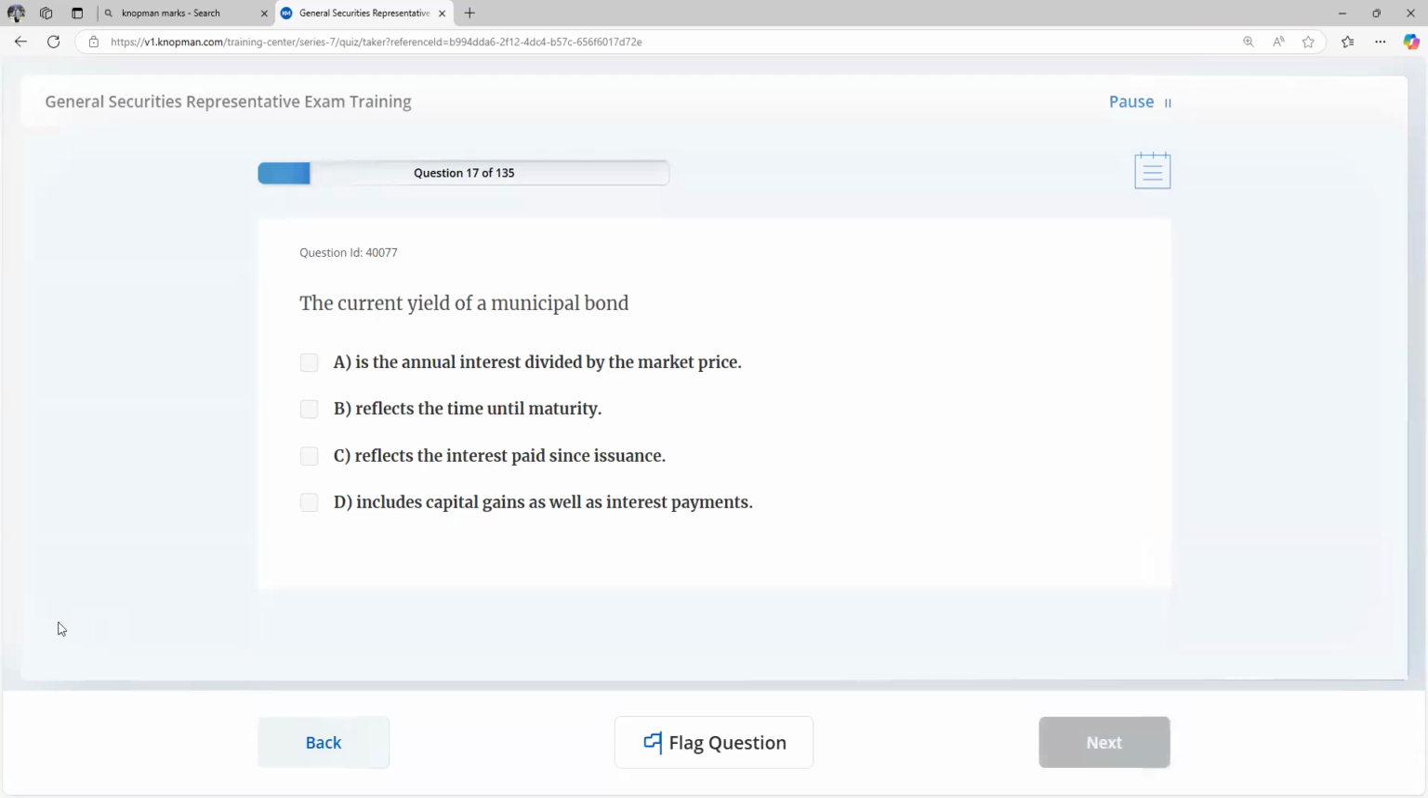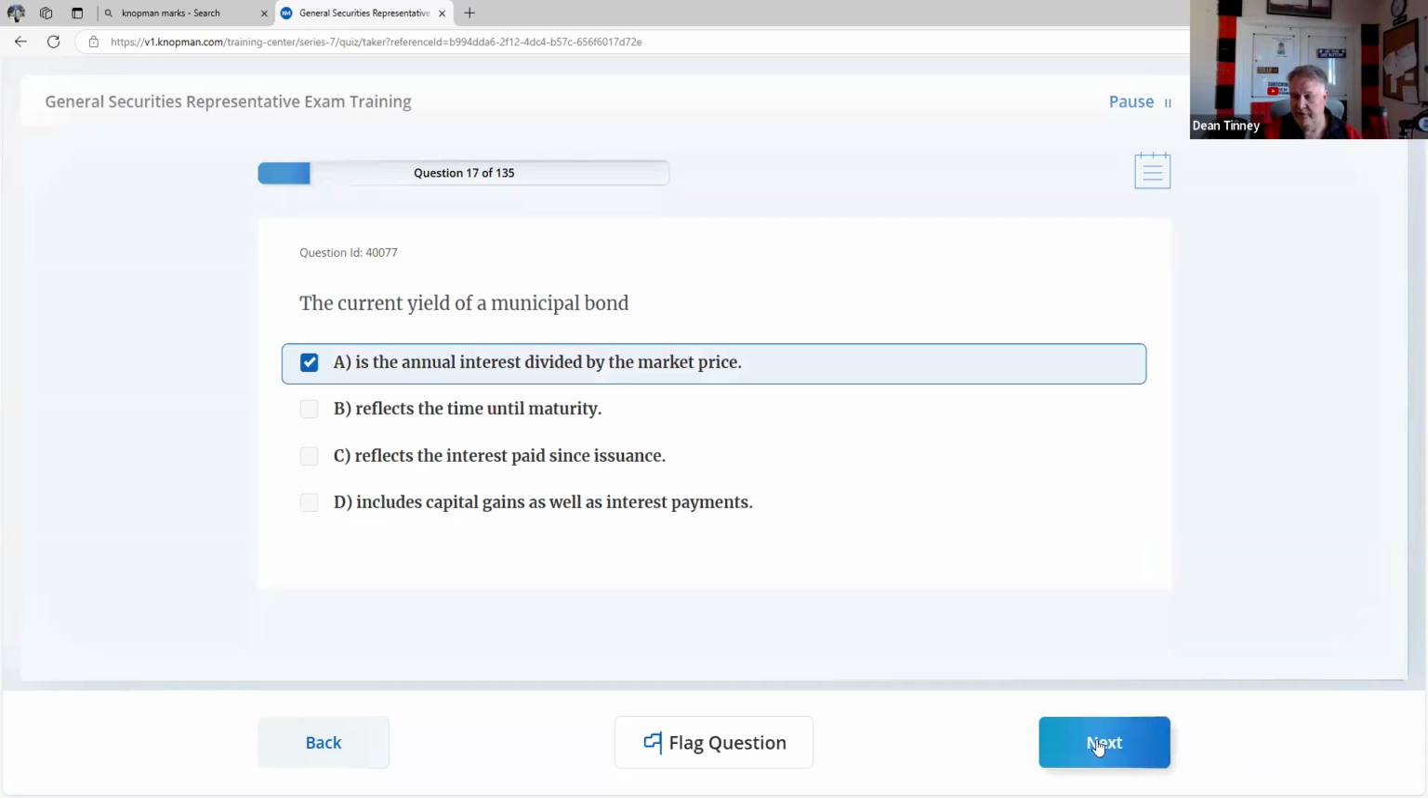The current yield of a municipal bond is the annual... It's A. Yeah, you missed that one. You had to flunk the entire test immediately.